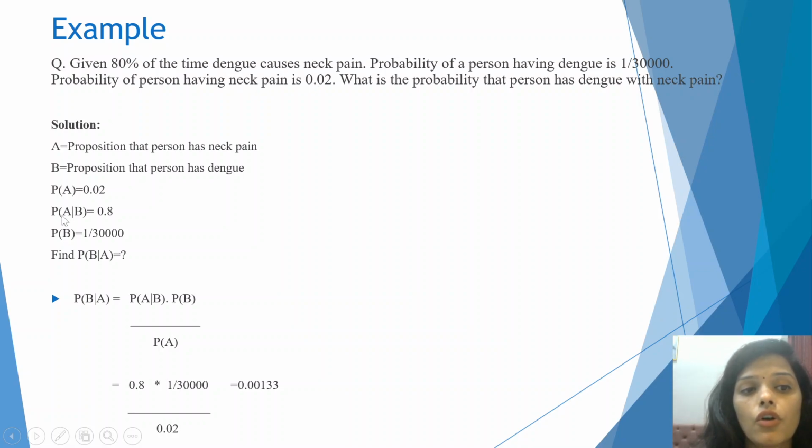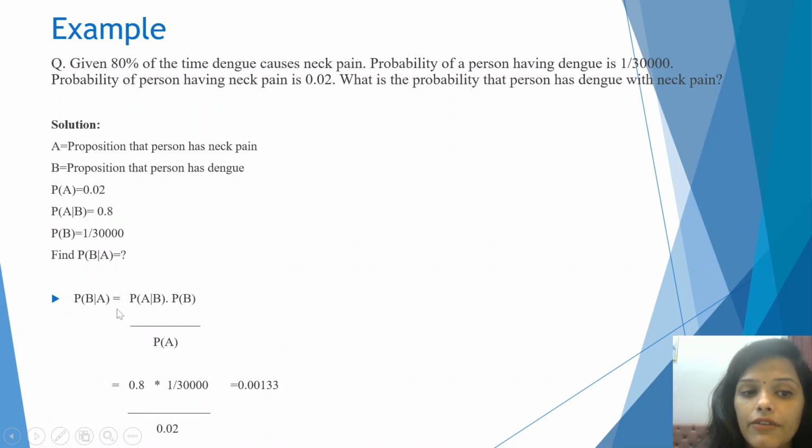So if a person has dengue, the probability of neck pain is 0.8, because of 80%. Next, we are also given that the probability of a person having dengue is 1 by 30,000. So the probability of B is equal to 1 upon 30,000. We are required to find the probability of a person having dengue given that he already has neck pain. That means we need to find the probability of B given the event A, which will be calculated as per the Bayes formula.